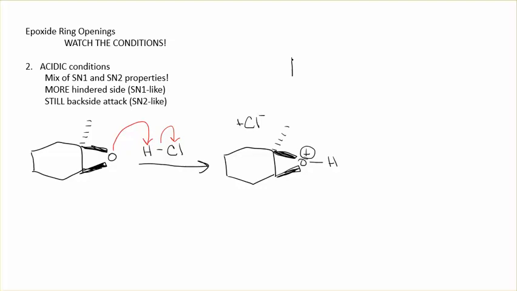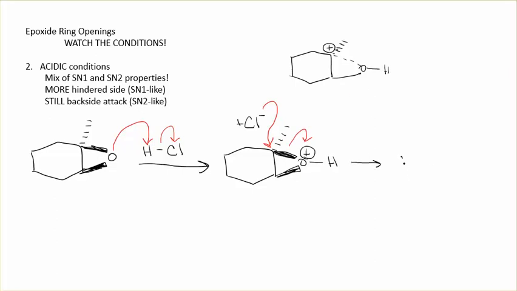Again, I'm going to draw this terrible dashed line bond thing. I really hate it because I don't really get what it's trying to show you. But the positive charge is more likely to be there than it is to be over here. This is tertiary versus secondary. So now the chloride is going to come in from behind to open up the epoxide ring.